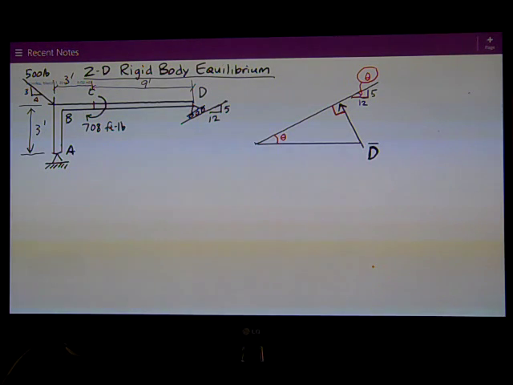We've got a 2D rigid body equilibrium problem. Kind of some interesting geometry going here, and a roller on a slope at point D. So you can see the setup here.